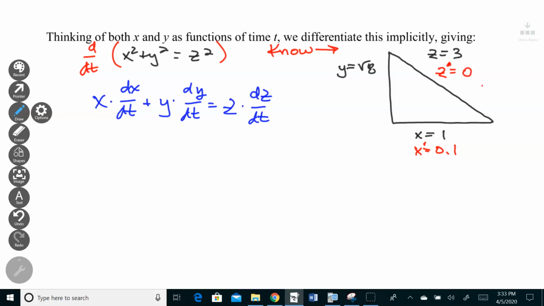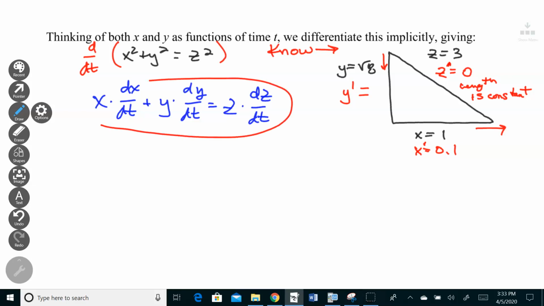Why is it 0? Because the length of the ladder is constant. It is never changing. So I don't know what y prime is. I don't know how fast. If this side is going out this way, well then this side should be falling down. I don't know what that is doing. So I have 6 things here. I know 5 out of the 6.